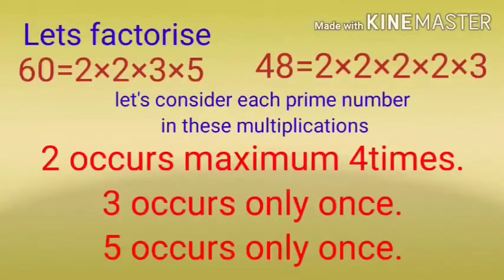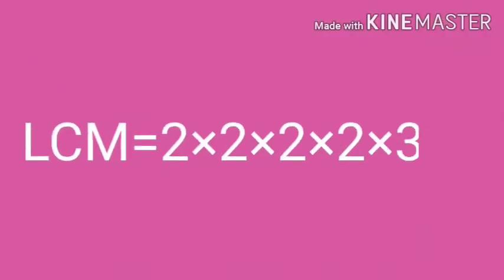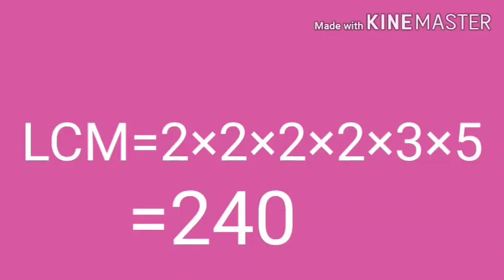Let's factorize. 60 is equal to 2 into 2 into 3 into 5 and 48 is equal to 2 into 2 into 2 into 2 into 3. Let's consider each prime number in these multiplications. There are prime numbers 2, 3 and 5. 2 occurs maximum 4 times, 3 occurs only once and 5 occurs only once. Therefore, LCM is equal to 2 into 2 into 2 into 2 into 3 into 5 is equal to 240.